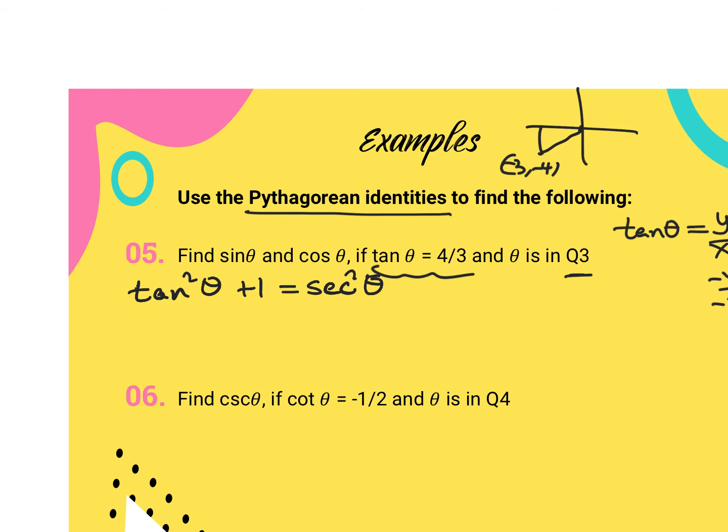So what I'm going to do is I'm going to take what tangent equals, this 4/3, and I'm going to plug it in here. However, notice this is tangent squared theta, so when I put in the 4/3, I've got to square it. And then I'm going to put plus 1 is equal to secant squared theta. I need to square that and then add it to 1.